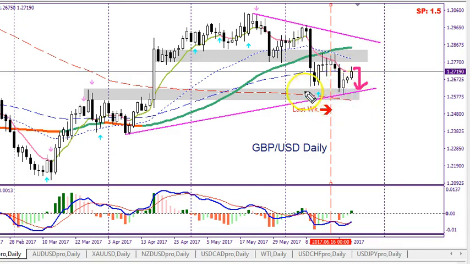You can see that support, there's a confluence of support with the trend line, with the gray rectangle, and also this 200 EMA. You can see that right here. So overall, price is below this 50 SMA right here. You can see that. And you can see it's angling up.